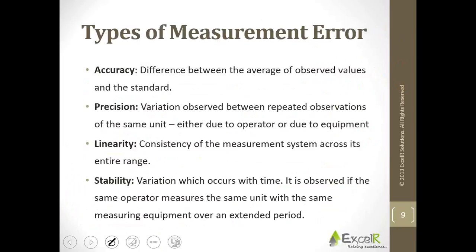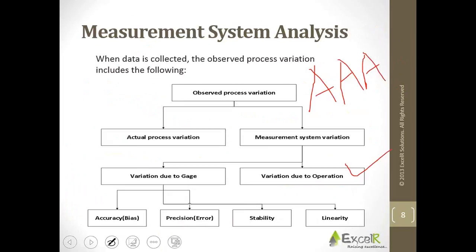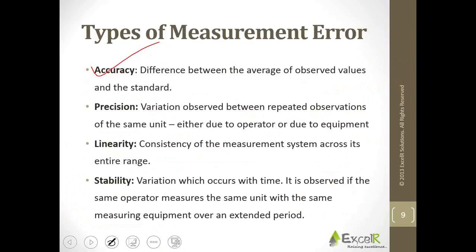So what are the types of measurement errors? Here we have discussed that there are 4 types. So let us discuss these 4. Accuracy. Accuracy is the difference between the average of observed values and the standard. We will discuss all these things using Minitab exercise.